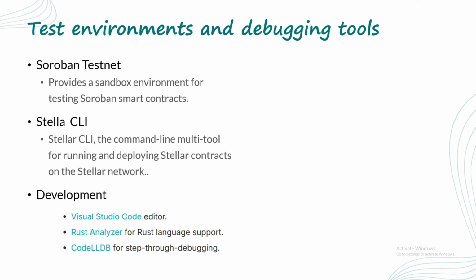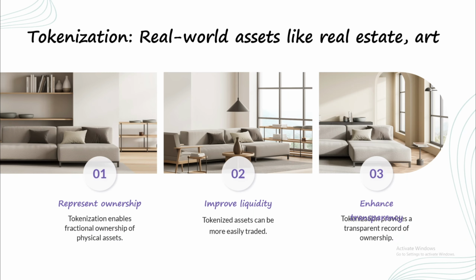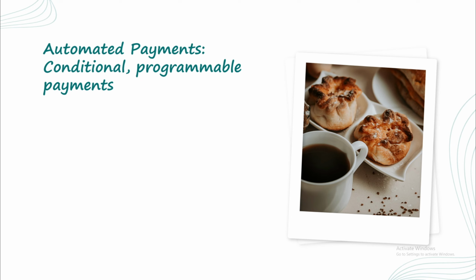So let's look at what you could build with Stellar, the example use cases. One is tokenization of real-world assets like real estate and art. Another is that Stellar supports automated payments and conditional programmable payments. So with Soroban, you could put whatever logic you want into your application.